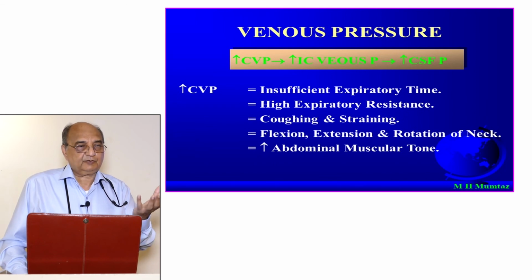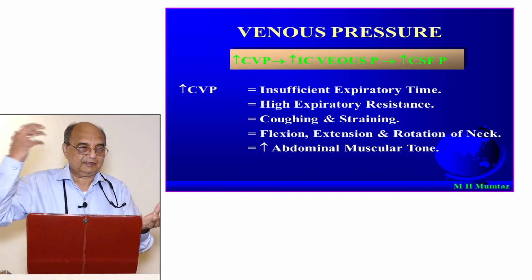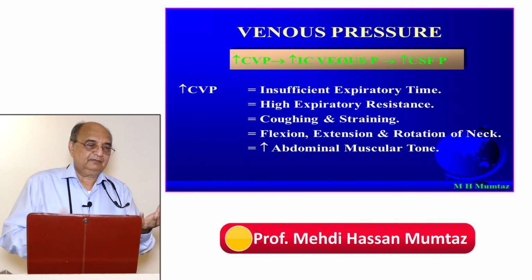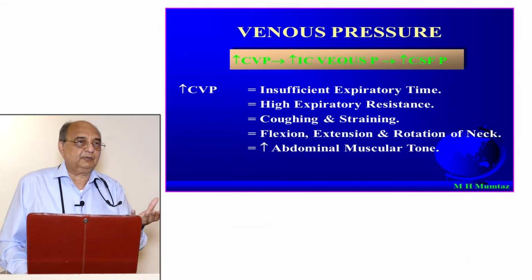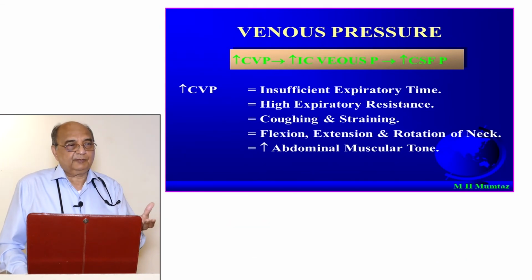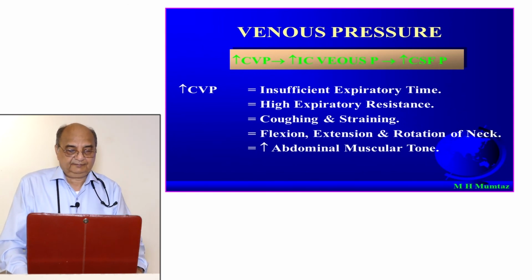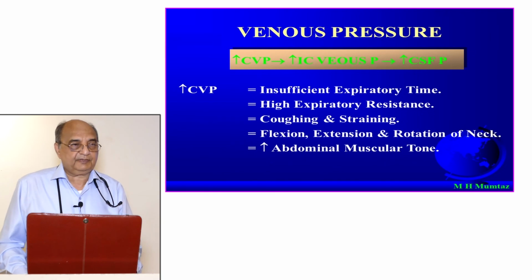When it increases the intrathoracic pressure, it will decrease the difference between the pressure in the brain's venous system and the venous pressure in the thorax. So there will be less drainage of blood from there. That will increase the ICP. Right? Coughing and straining will increase the central venous pressure.